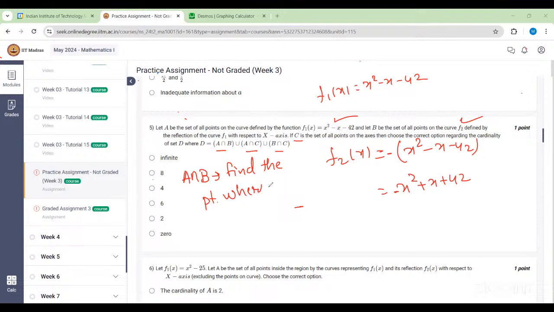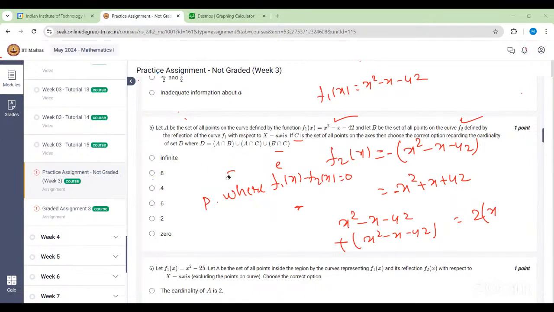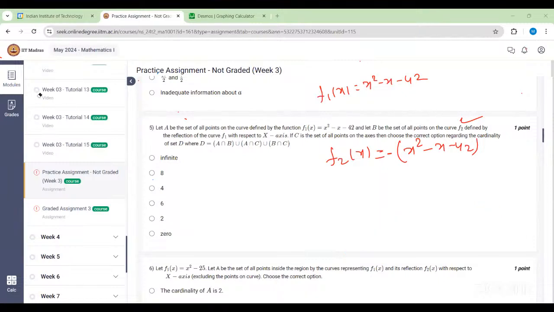where f1 of x minus f2 of x will become 0. Okay, so let's see what the points are. So f1 minus f2: x square minus x minus 42 minus minus of x square minus x minus 42, so this means twice x square minus x minus 42. So you guys can handle it. So what is A intersection B? A intersection B is the points where f1 and f2 intersect each other. Since we know f1 and f2 explicitly, we can find those points just by a little calculation. So A intersection B is where f1 of x minus f2 of x becomes 0.